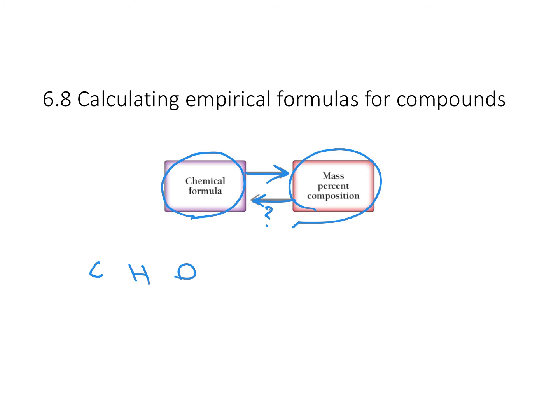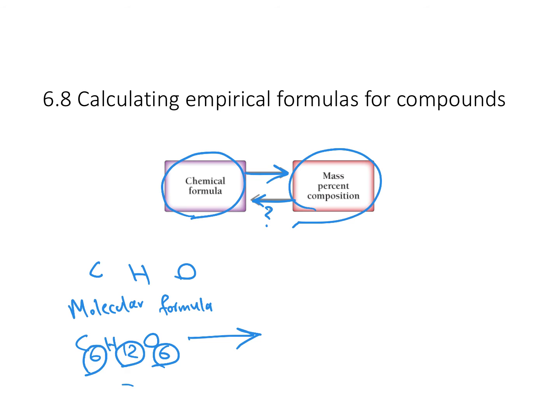Can anyone tell me what an empirical formula was? Is C6H12O6 the empirical formula? No. Why not? It's not the most reduced. Exactly. So it should be the simplest ratio between these numbers, and as your friend said, it should be the simplest version. This is what we call the molecular formula. So what is the empirical formula of this compound?